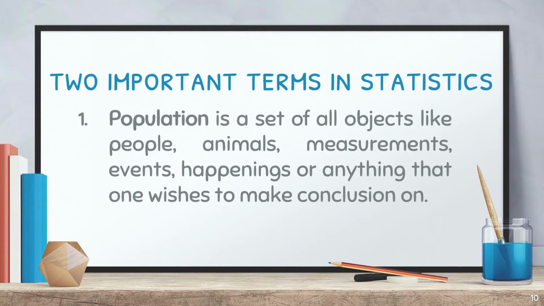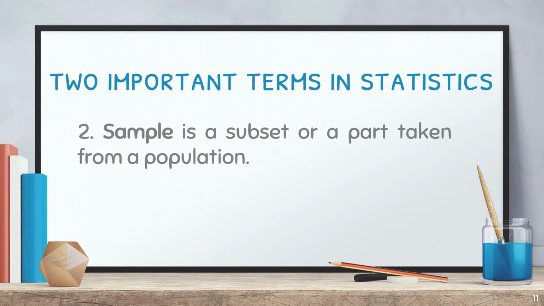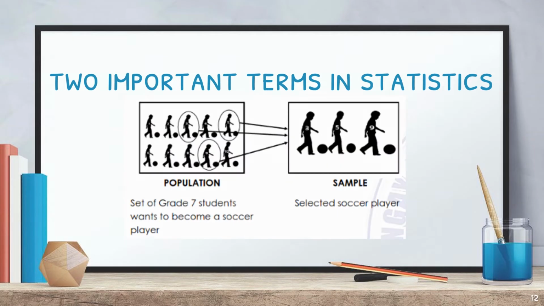Population is a set of all objects like people, animals, measurements, events, happenings, or anything that one wishes to make conclusion on. Sample is a subset or a part taken from a population. Consider this example. As to the population, we have the set of grade 7 students who want to become a soccer player, while the sample is just the 3 selected soccer players.